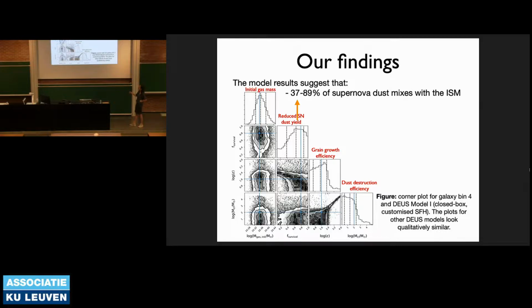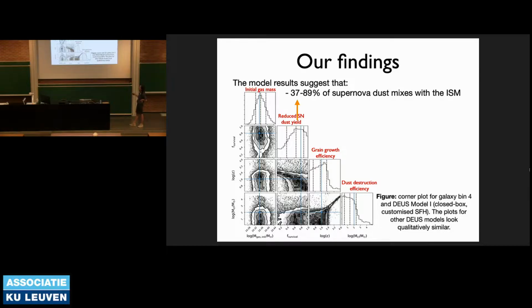So in all the models that we ran, it's quite well constrained, because it simply means you start off with some gas, especially in a closed box model, that will be used up to form new stars. And those new stars will pollute the interstellar medium, and in the end you have a certain metallicity, which is simply the metal mass over the gas mass. So that was always well constrained.